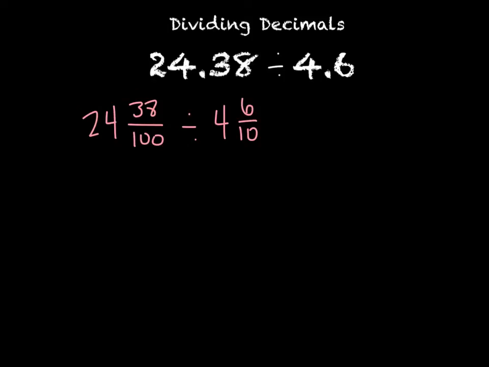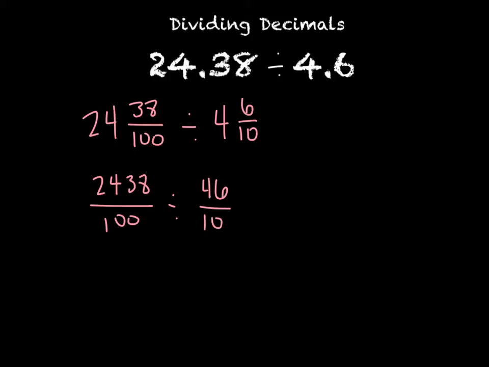Okay, then I'm going to turn it into an improper fraction. And if you don't remember how to do that, I have a video on that, and you can watch that. Okay, so I'm going to do 100 times 24 plus 38, which gets us 2,438, and I put it over 100. And then 10 times 4 is 40, plus 6 is 46/10.